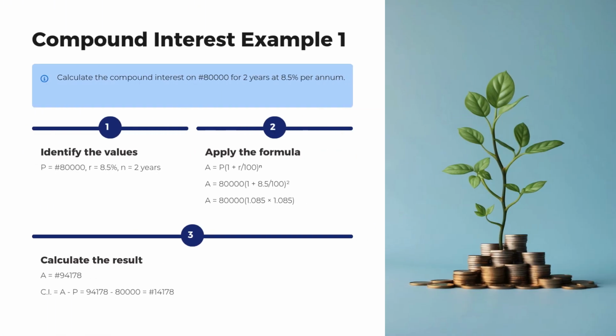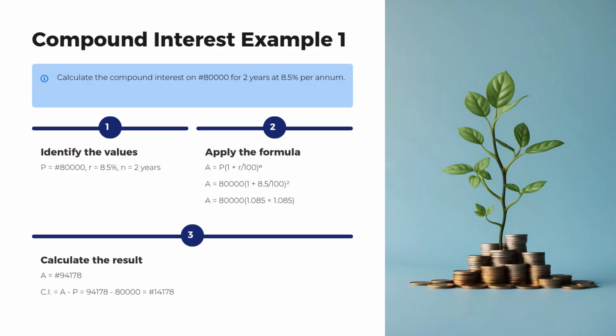Compound interest example 1. Problem. Calculate the compound interest on 80,000 naira for 2 years at 8.5% per annum. Step 1. Identify the values. Principal equals 80,000 naira. Rate equals 8.5% per annum. Number of years equals 2. Step 2. Apply the compound amount formula.